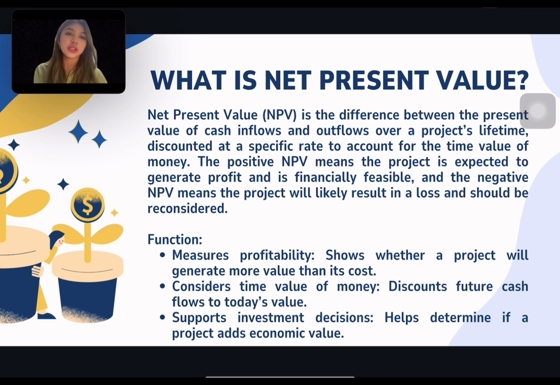The function first is measures profitability. It shows whether a project will generate more value than it costs. Second, considers time value of money. It discounts future cash flows to today's value. Third is support investment decision. It helps determine if a project adds economic value.